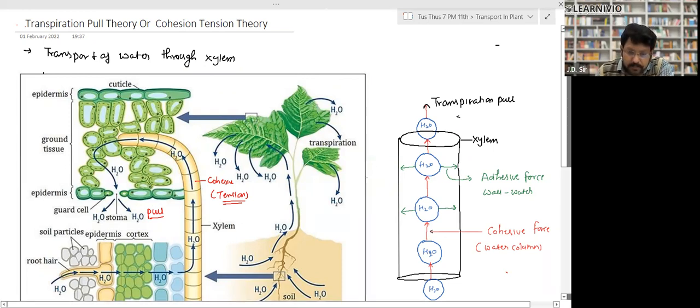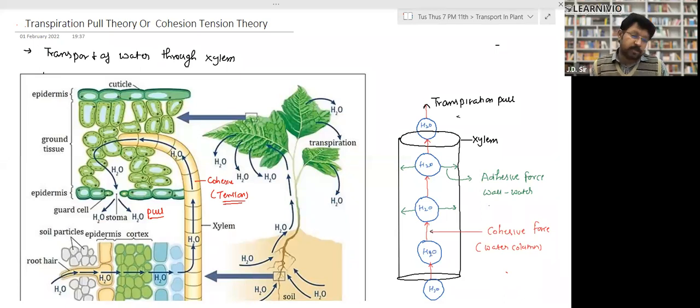Again, the water molecule and the xylem wall are of different materials. So different substances attract each other with the help of adhesive force. What happens is that cohesive force gives tensile strength, a tension, and makes the water molecule column, and adhesive force does not allow the water molecules to fall back due to gravity. And this is pulled with the help of transpiration. This is called the cohesion or tension theory, or the transpiration pull theory.